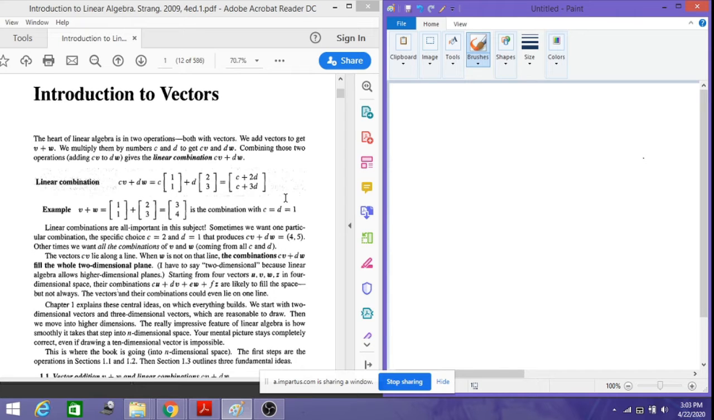For example, now the basic operations on the vector, there are two operations that we basically perform. That is nothing but addition and multiplication, the basic operations that we'll be performing on the vectors, and then we'll combine them as a linear combination.